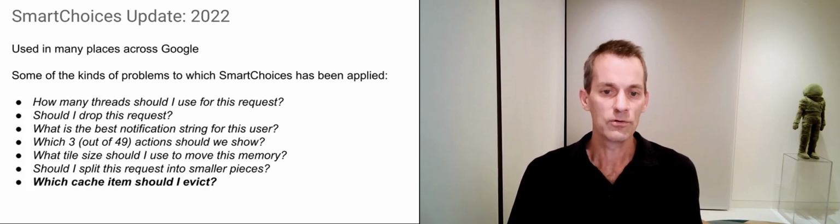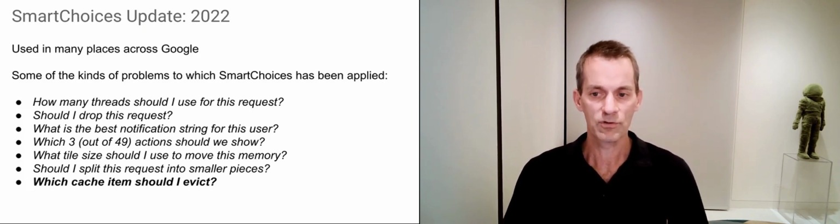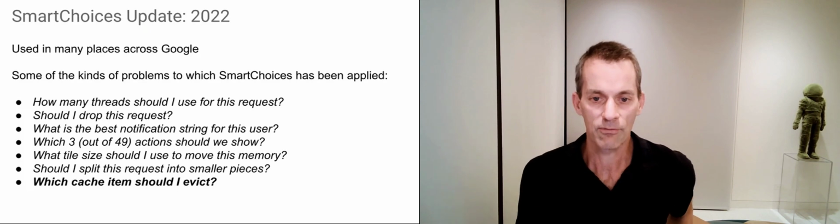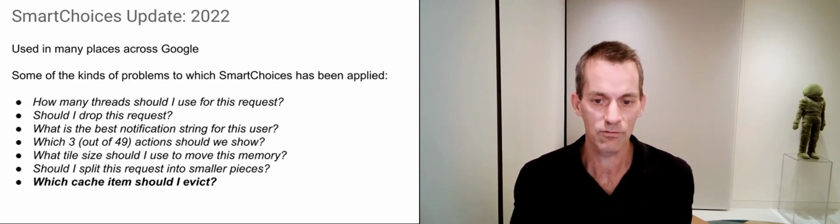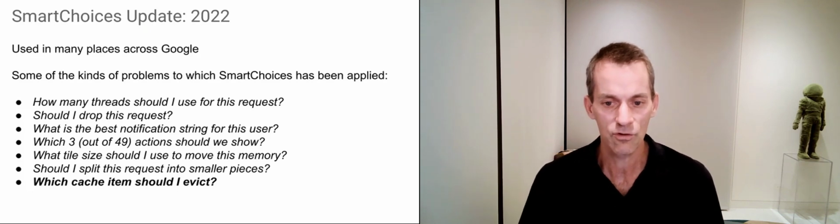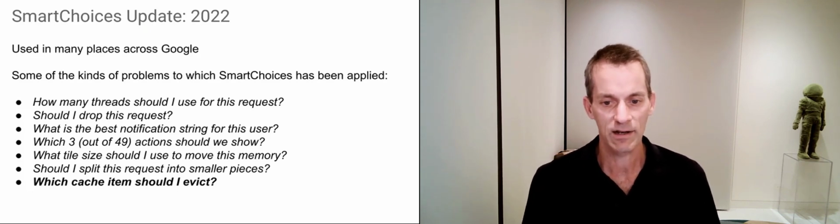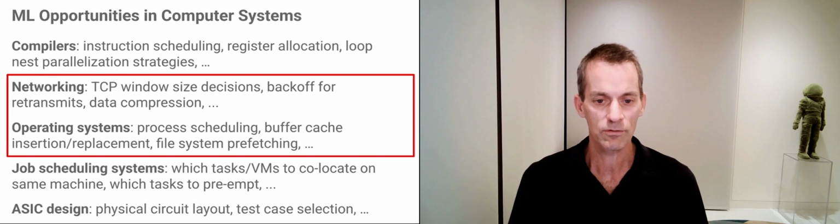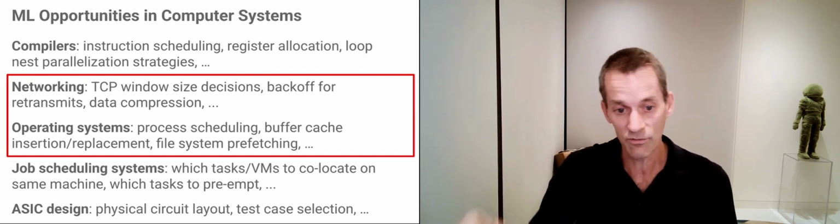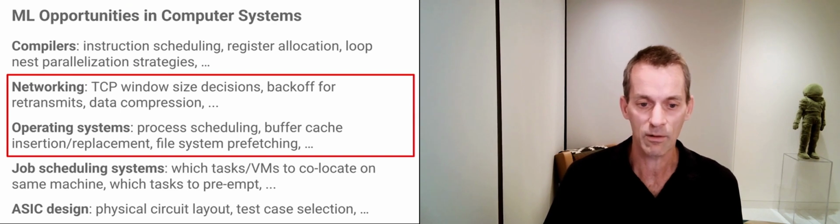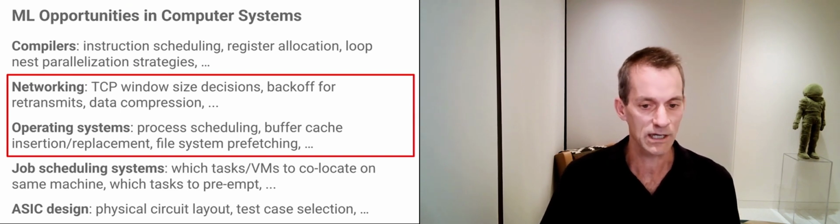So here's a few kinds of examples of problems to which smart choices have been applied. How many threads should I use for this request is one I mentioned already. Should I drop this request? What's the best notification string for this user? Which 3 out of 49 actions should we show? Those last couple are more UI focused. What tile size should I use to move this memory? Should I split this request into smaller pieces? And which cache item should I evict?